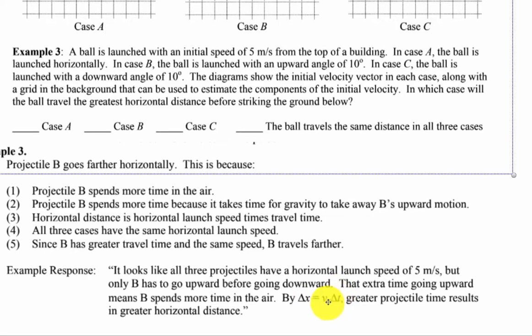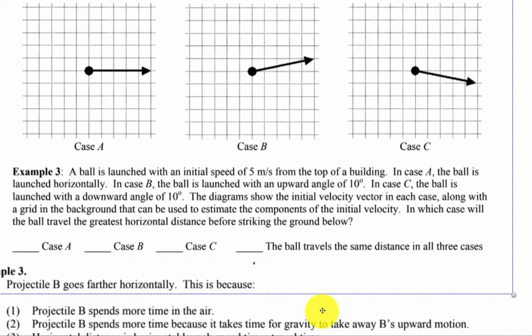If you rearrange this, look at what this says. The velocity is just equal to delta x over delta t. So basic physics, basic equation. And then the basic concept is that greater projectile time results in greater horizontal distance. If you have a bigger delta t, then delta x is going to be bigger, because your Vx is remaining the same at 5 meters a second.